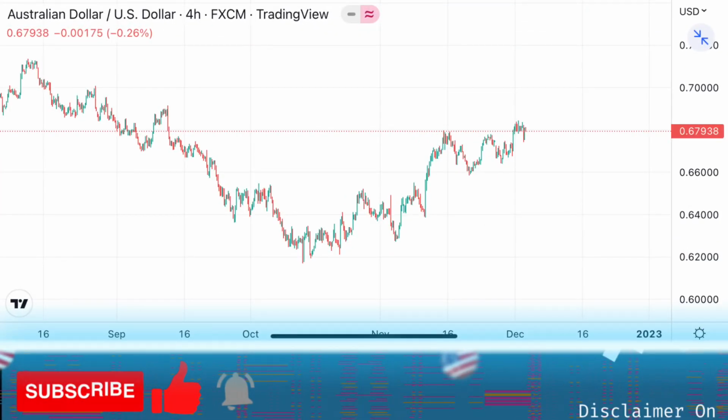For the Australian dollar, in the last video I said it will continue bullish, because I saw a double top. It would potentially break upside, but again, the Australian dollar just made small movements and went sideways. And here's the updated chart.